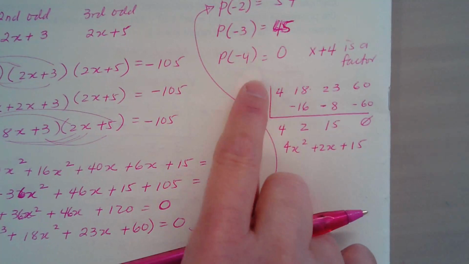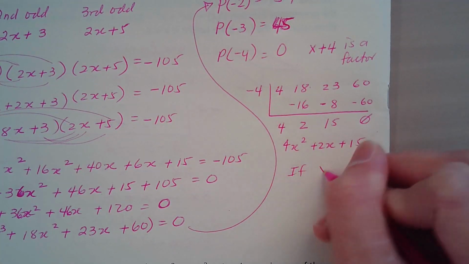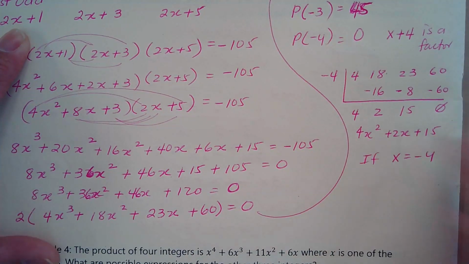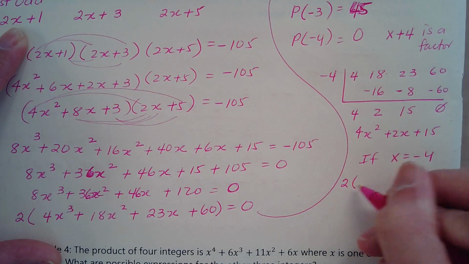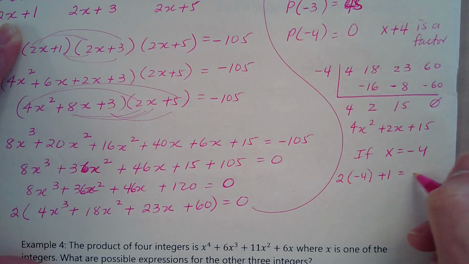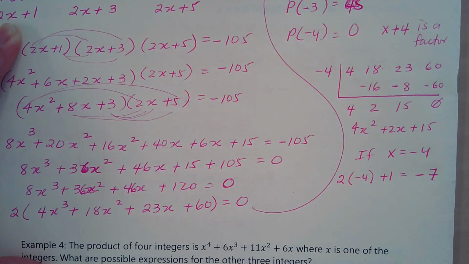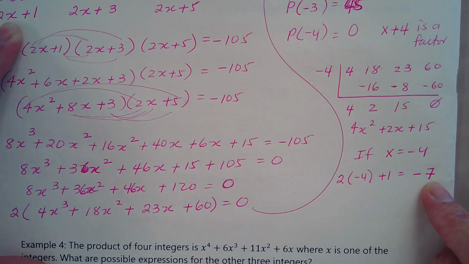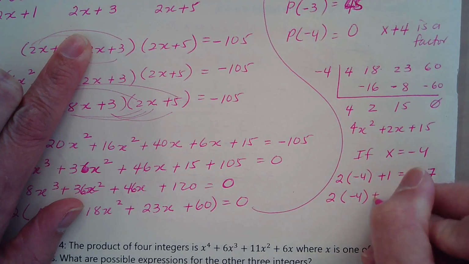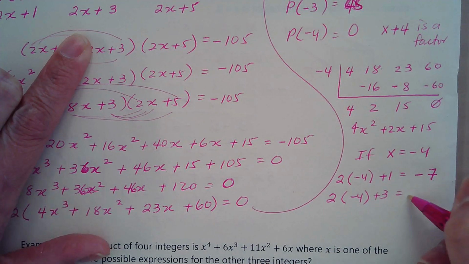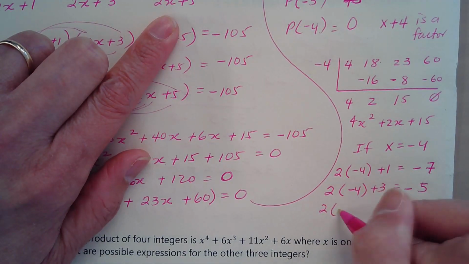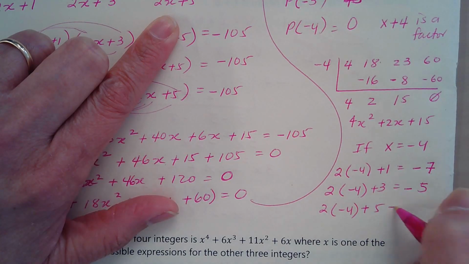So if x equals negative 4, what is the first odd number? 2 times negative 4 plus 1. That's going to give us negative 7. Okay? That's our first odd number. What's our second odd number? 2 times negative 4 plus 3. That's going to be negative 5. And then the third odd number would be 2 times negative 4 plus 5, negative 3.